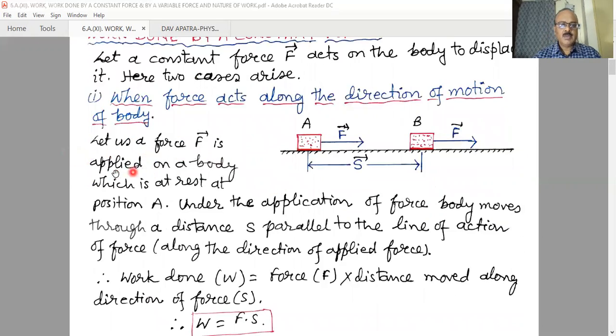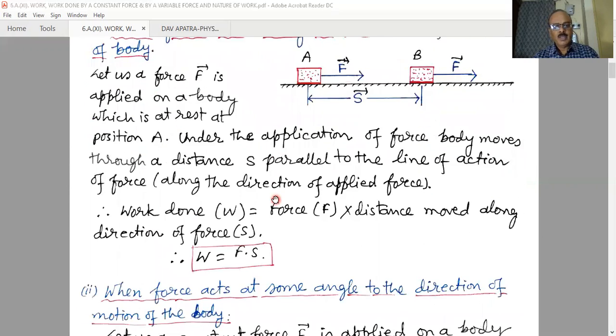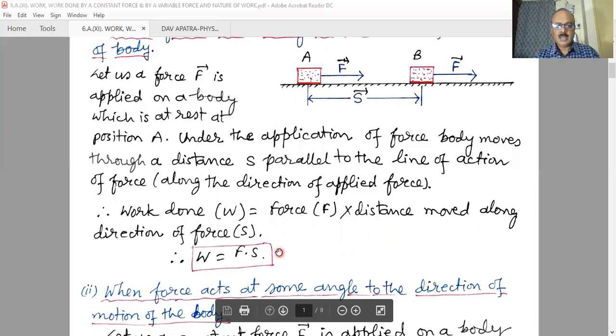Let us say force F is applied on a body which is at rest at position A. Under the application of force, the body moves through a distance S parallel to the line of action of force, along the direction of applied force. Here, the work done W will be force into distance moved along the direction of force. That is, directly we can multiply, W is equal to F into S.